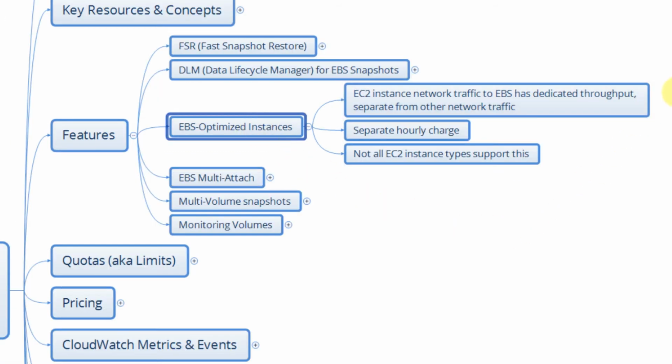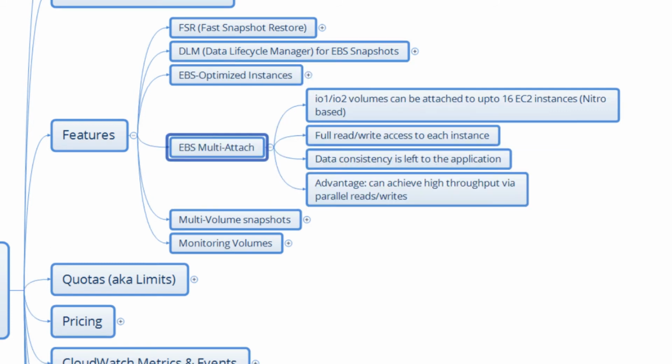Now, EBS optimized instances is an EC2 feature, and what that does is between the EC2 instance and EBS, the network bandwidth is dedicated, and this dedicated bandwidth is separate from the other network traffic to and from the EC2 instance. There is a separate hourly charge for using an EBS optimized instance, in other words, for reserving bandwidth for EBS, and not all instance types support this feature.